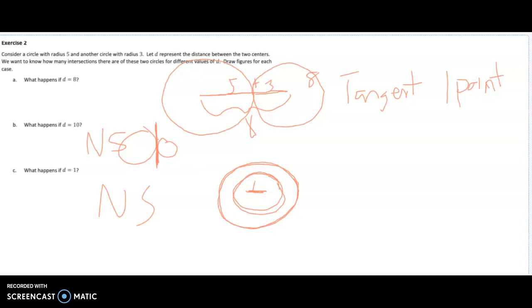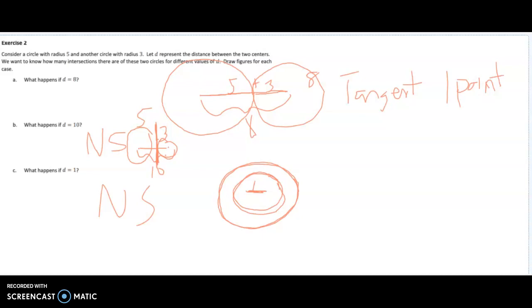Well, if the distance is 10 between these two, well, this one's only 3, and this one's only 5. I'm going to erase that whole thing. This whole thing is 5. That doesn't add up to 10, so it can't touch. Okay?